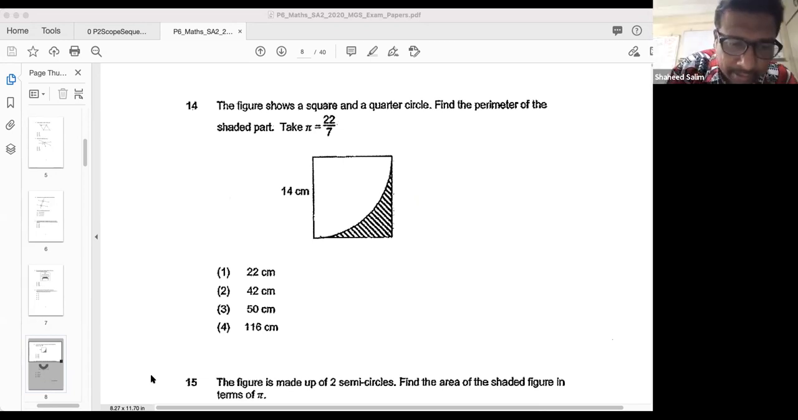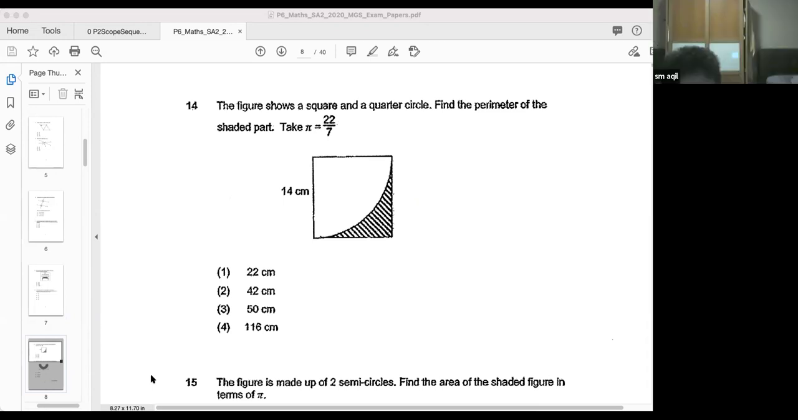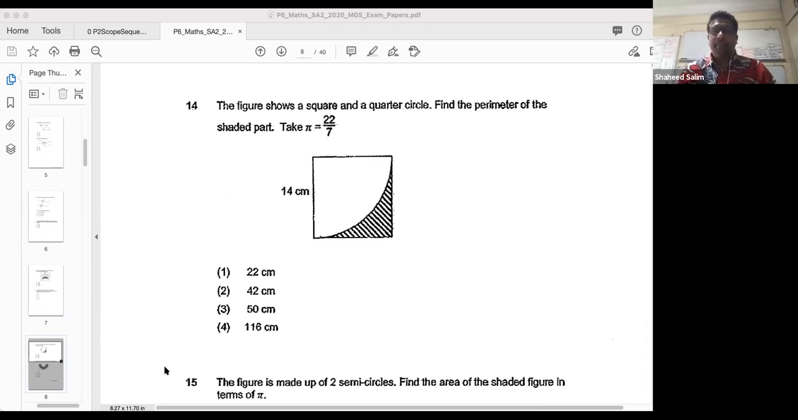Teacher, just now that was 7 times 14, right? You want to find what? Perimeter. Remember the formula for circumference: pi times d. So now, in order to find that, you are going to be finding this big circle's perimeter.